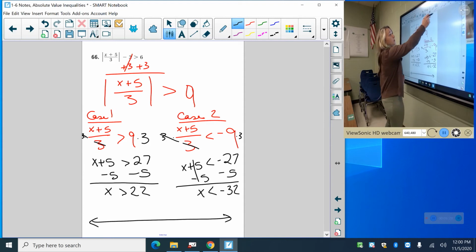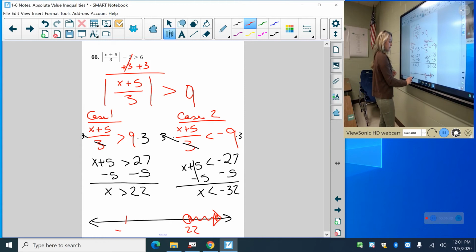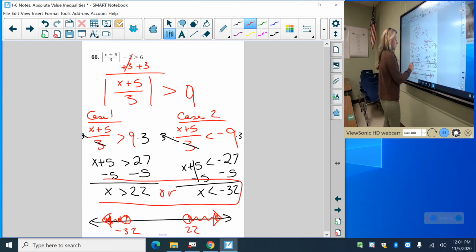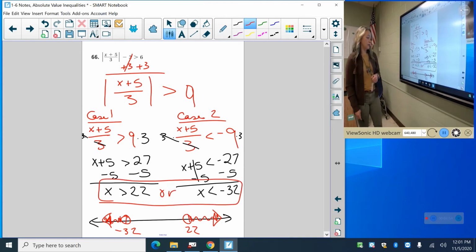Graph both of them on the same number line. X is greater than 22, so here's 22. Greater than, open dot, it's going this way. And negative 32 is over here. Open dot, and it's less than. So it's going this way. So do I have an and or an or inequality? Well, since the arrows are going in opposite directions, one or the other one is true. So our compound inequality solution is an or.